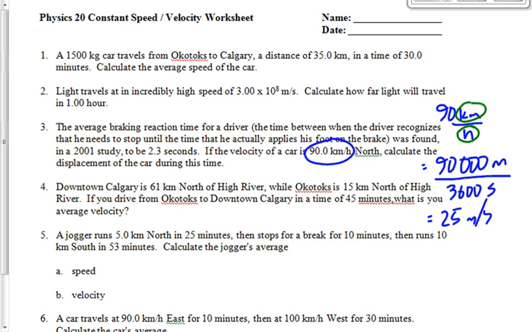Does that make sense? Does that make sense to the rest of you too? Question? How to get 25? Does the 90,000 and the 3,600 make sense? Okay, I just divided those 2 numbers. 90,000 divided by 3,600 is going to give me 25. So all you're doing here is 2 different conversions, right? 90 kilometers to meters, and then 1 hour to seconds. It's the same as 90 kilometers over 1 hour, 90,000 meters over 3,600 seconds.